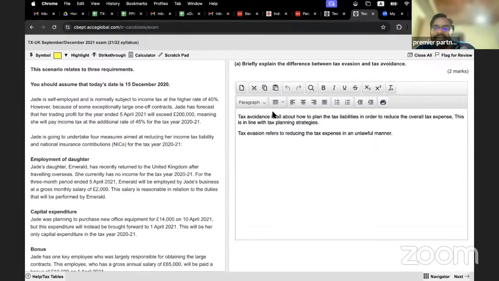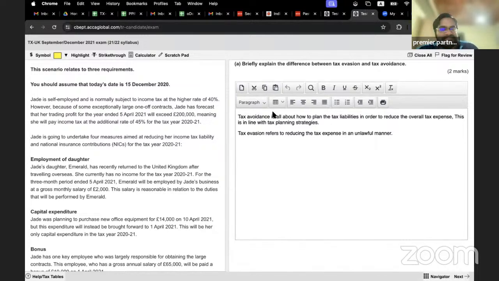The difference between tax evasion and avoidance has been a bit of a famous area. Let's say in March they ask it, June they don't, September they might ask it again. This has been a common question that has been tested from time to time, for which you don't need to go through scenarios to answer it. Easily you know the answer for that. It's a pure theory question.